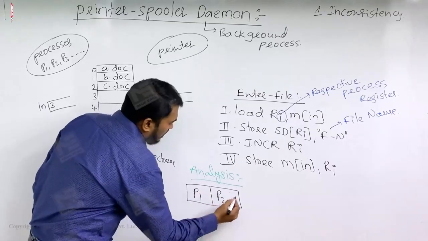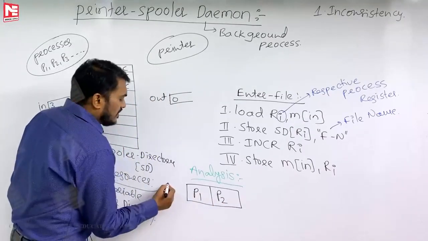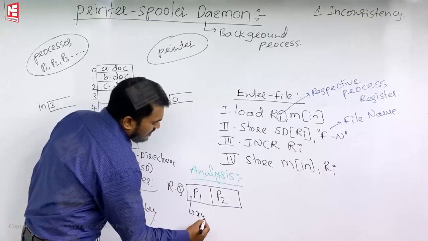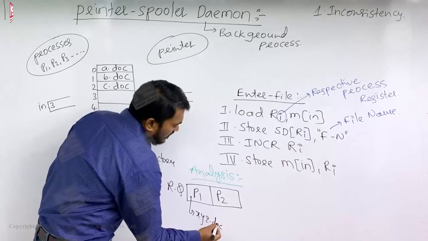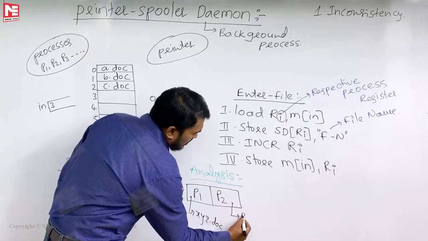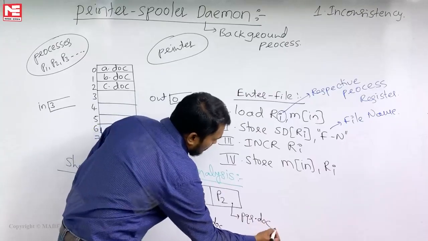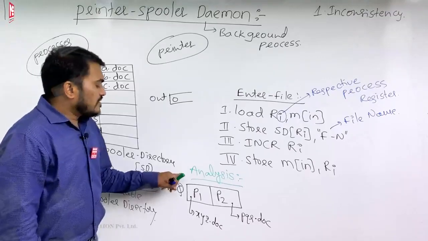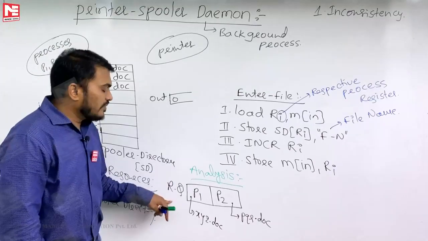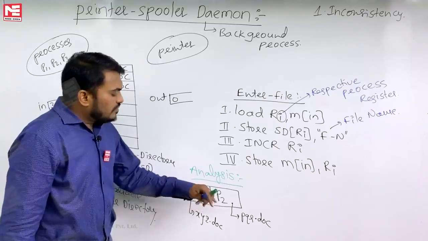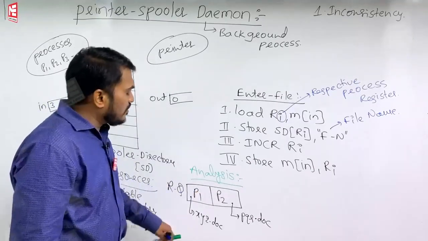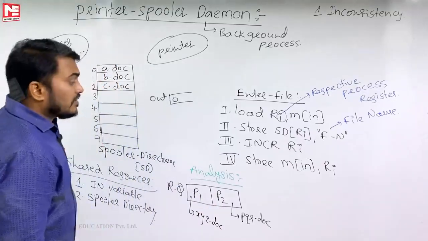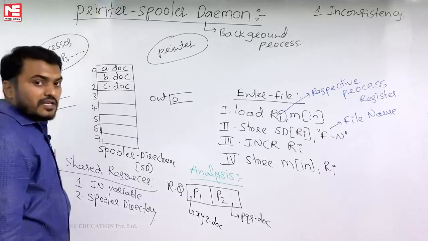I am assuming, let's say, that in the ready queue we have two processes, P1 and P2. P1 is trying to print the document xyz.doc and P2 is trying to print the document pqr.doc. So observe carefully what is going to happen. What do we want to show? Observe carefully.